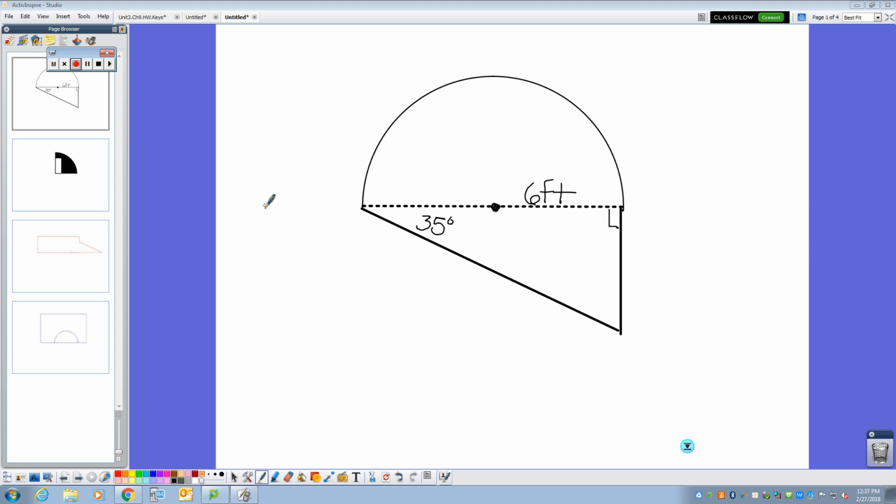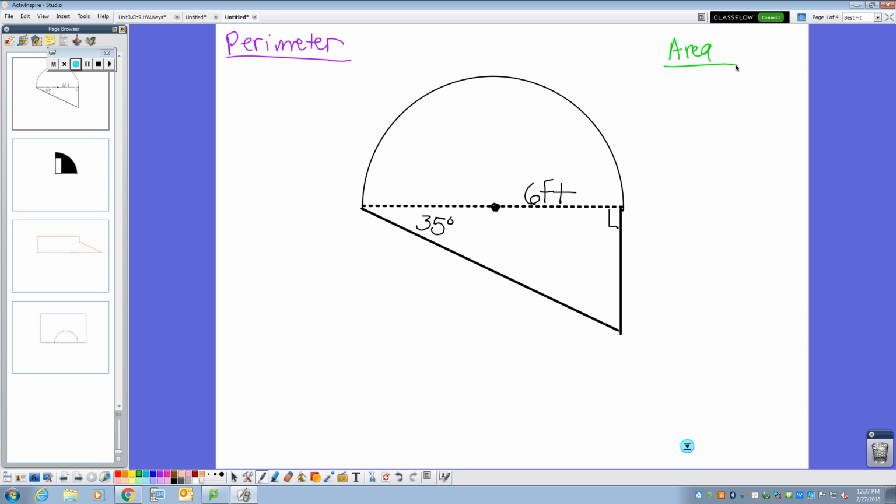Okay, I'm going to do some extra review problems that were not in your review packet, just a few more in case you need some extra practice. And first, I have this shape here, and it's made of a semicircle and a right triangle. And we're going to look at two things that you could be asked to do. You could be asked to find the perimeter of this shape, or you also could be asked to find the area of this shape.